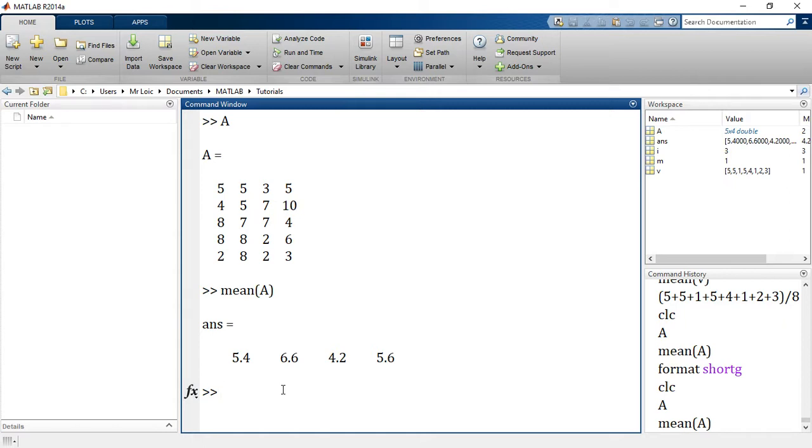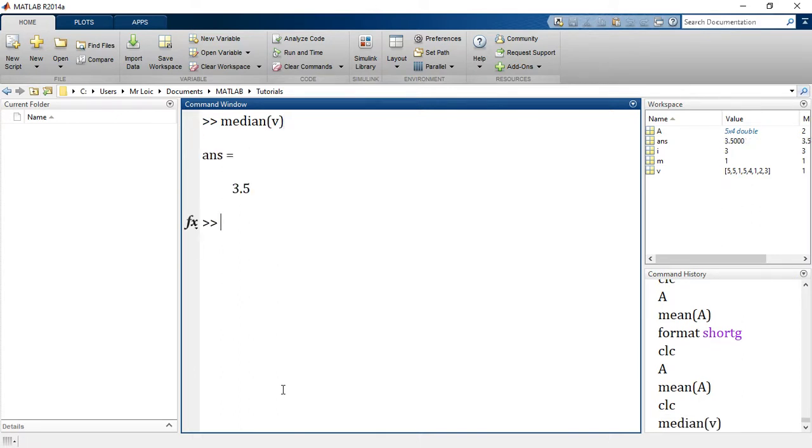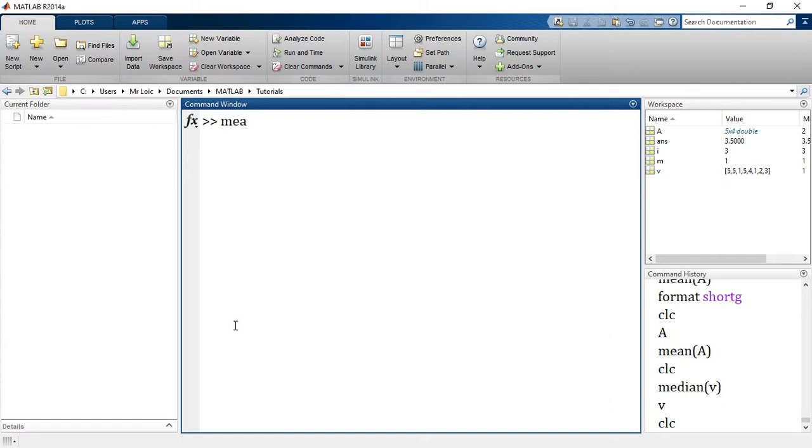Good. What about the median? Well, the median is just the same thing. Again, MATLAB, I love the way they give their names. The median of V, this is our V, is simply 3.5. That means if you sort your elements in ascending order, the middle value there will be 3.5. If you sort these V's, you can take that as an exercise for yourself. And for A, median does exactly the same thing.